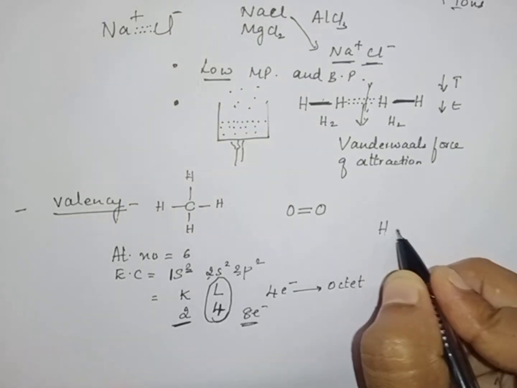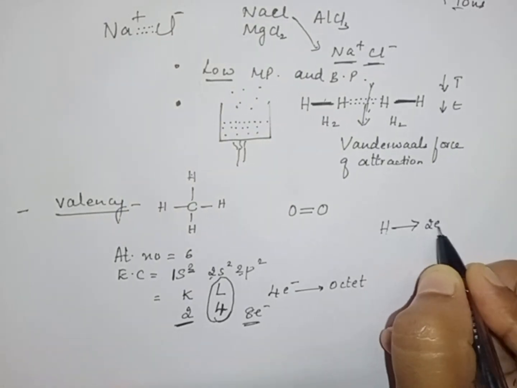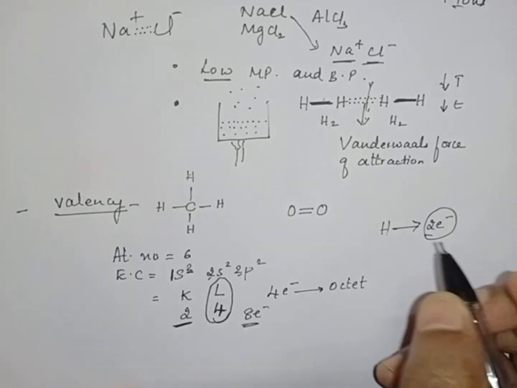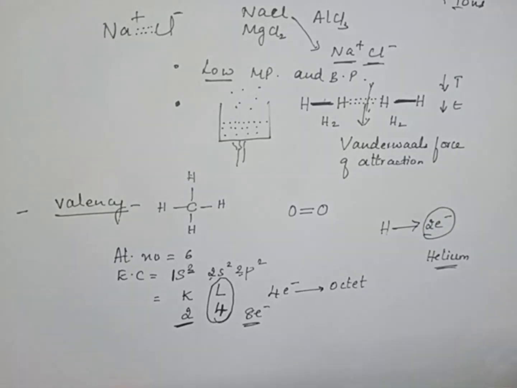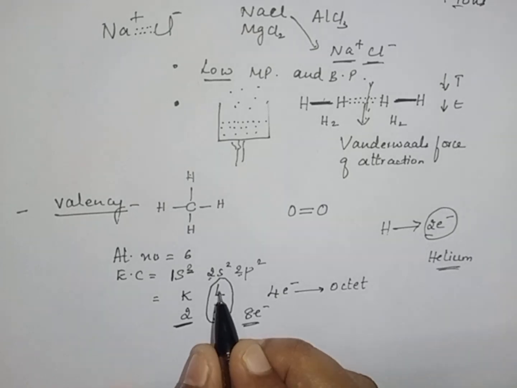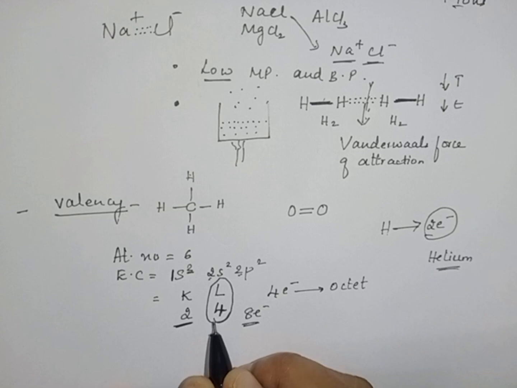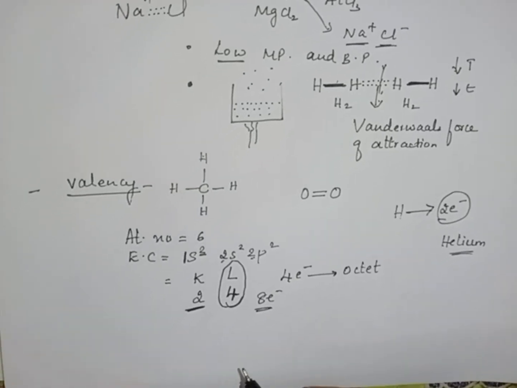Except hydrogen. It is happy with 2 electrons, because if 2 electrons are present, it becomes helium. It attains helium electronic configuration. Fine. You try to understand. Now, carbon requires 4 more electrons to become stable. Fine. Now, why will it form a covalent bond?